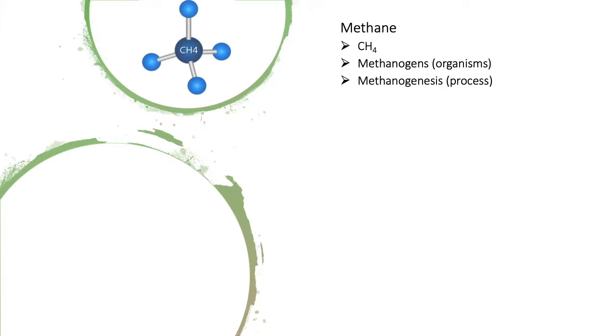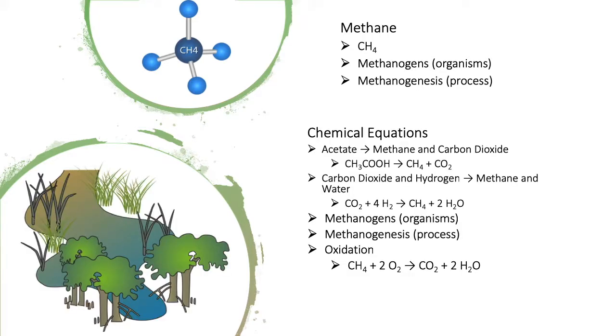As I mentioned before, besides CO2, the atmosphere also consists of methane, CH4. Now, methane is produced as a waste product from organisms who live in anaerobic conditions. Such conditions lack a supply of oxygen. So organisms who produce methane are known as methanogens, and the process of producing methane is known as methanogenesis.